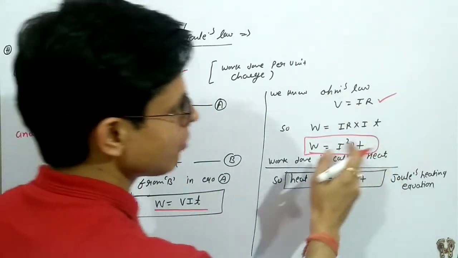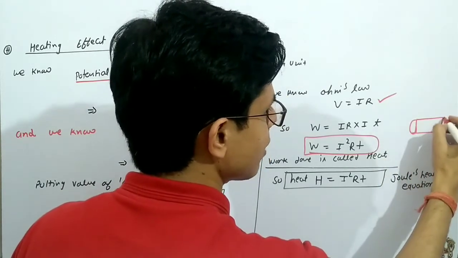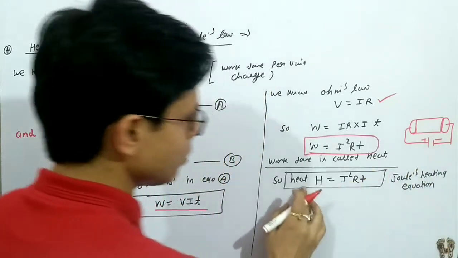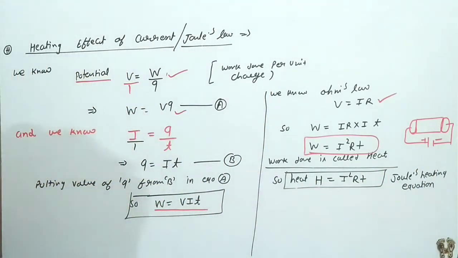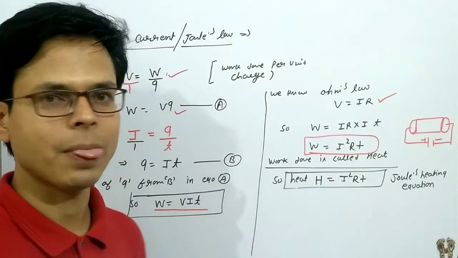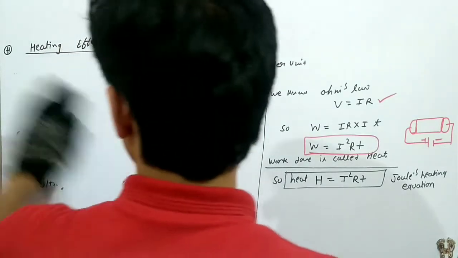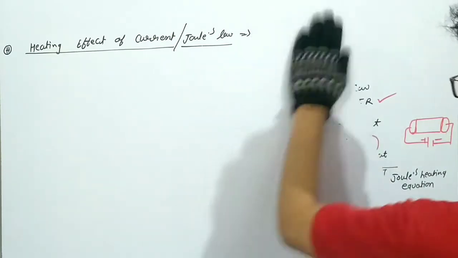From one end to another, whatever amount of heat is transferred by the battery to that conductor, that is called heat. So work done is called heat. So heat equal to I square RT. This is the heat produced in a wire. Is it clear? This is the amount of heat produced in a wire, H equal to I square RT.